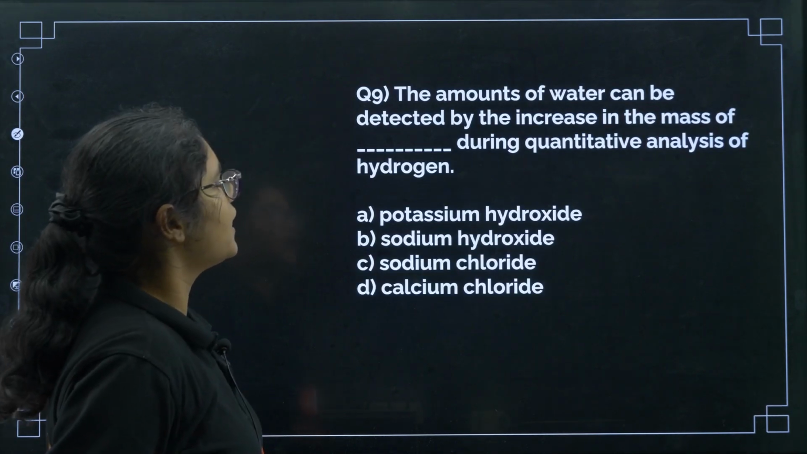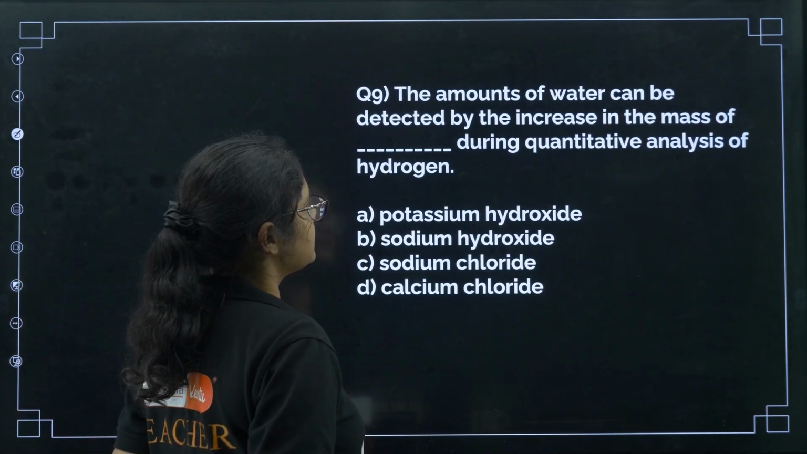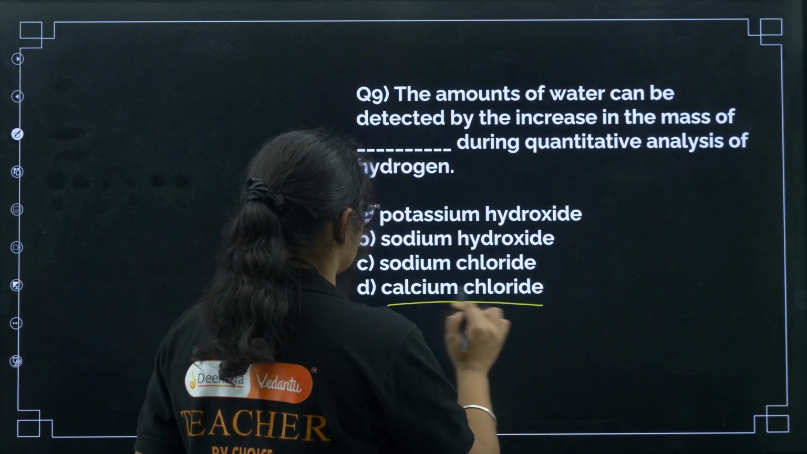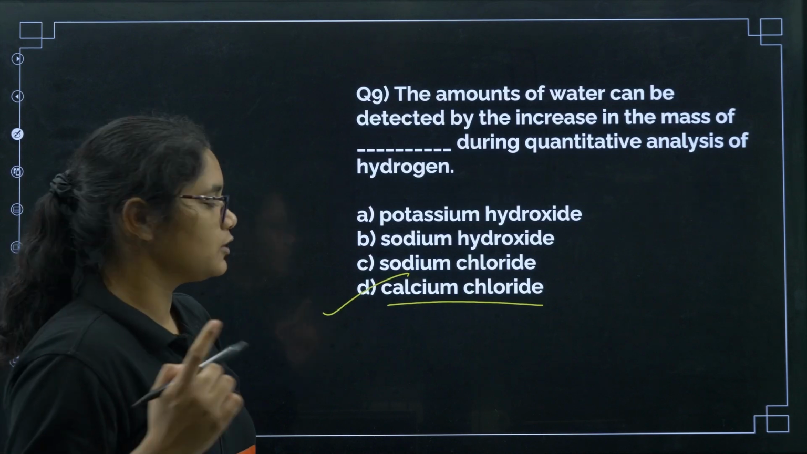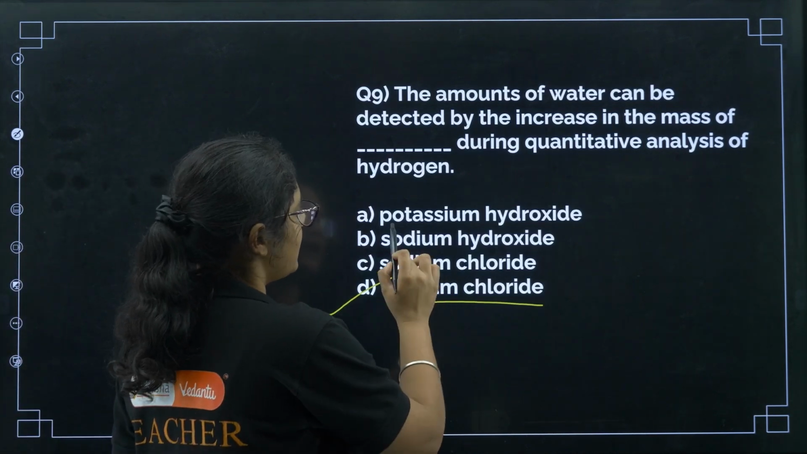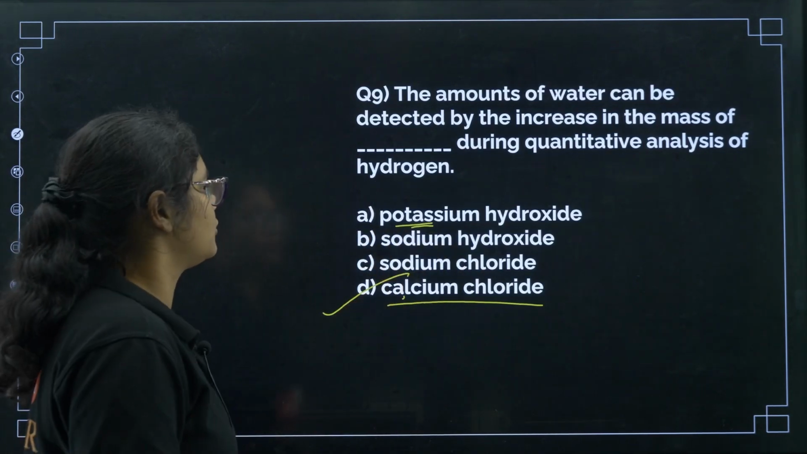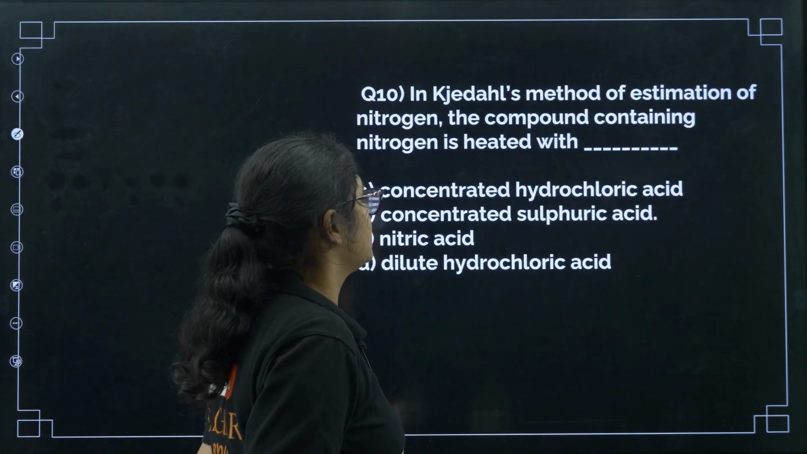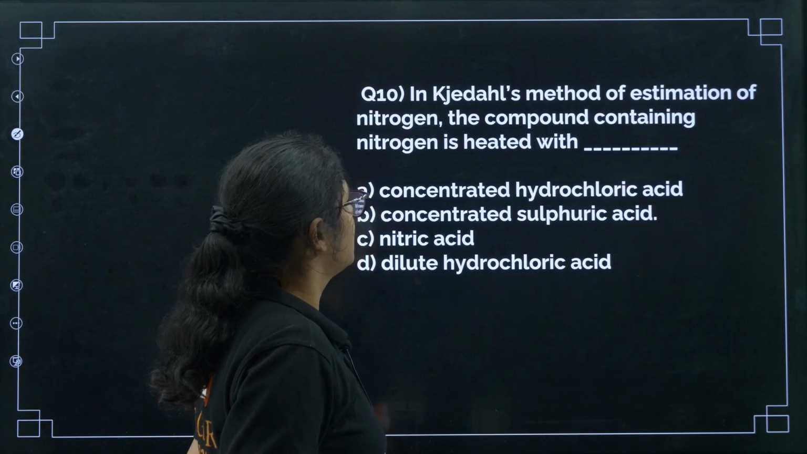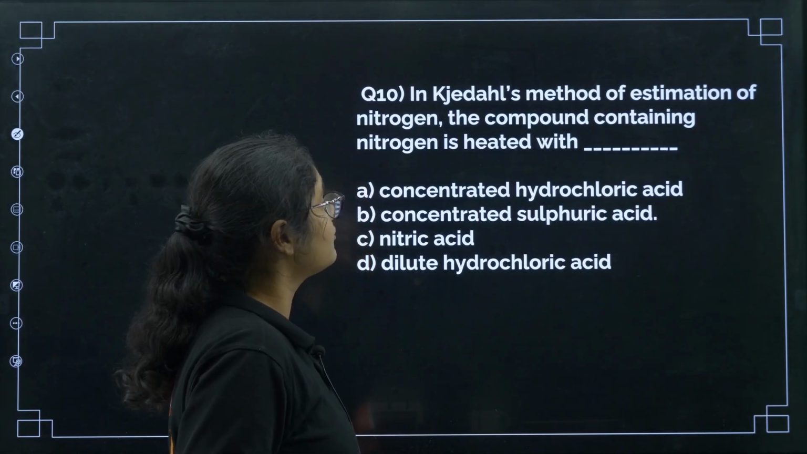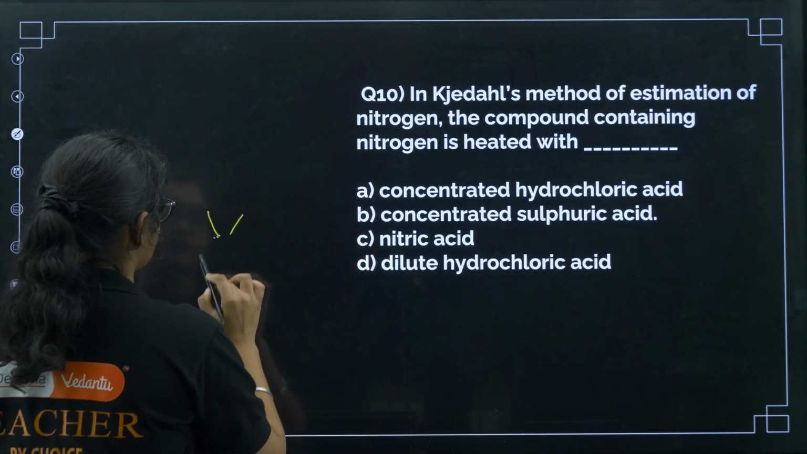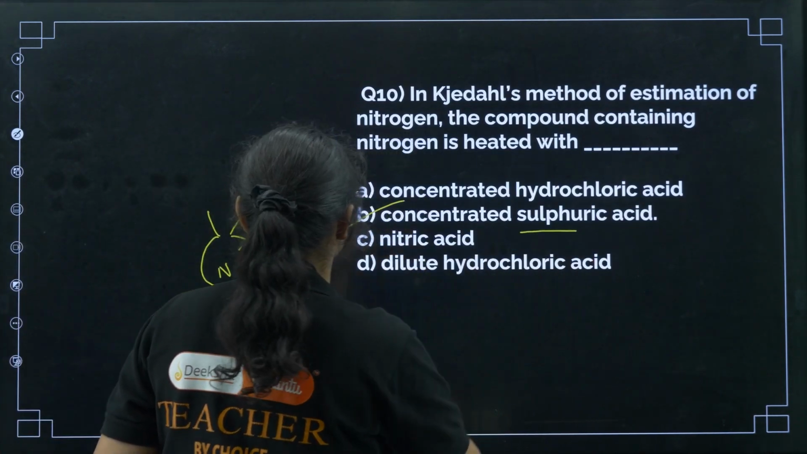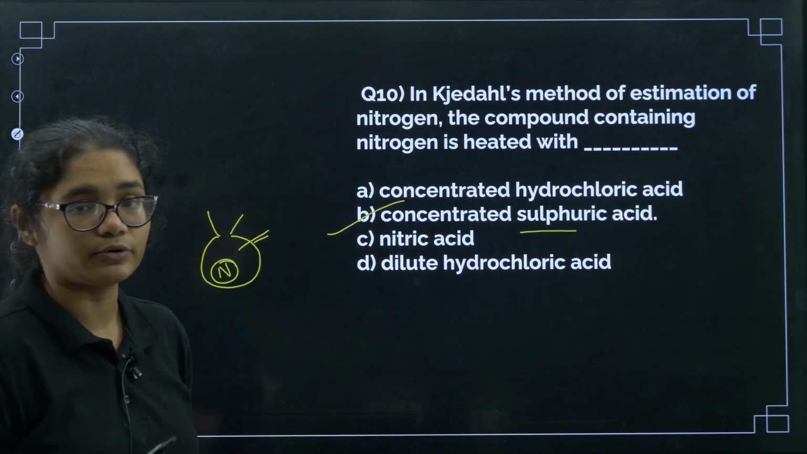Okay, next question. The amount of water can be detected by the increase in the mass of dash during the quantitative analysis, due to the mass of calcium chloride, option number D. Okay, so water will be collected here, and carbon dioxide will be collected on potassium hydroxide. Next, in Kjeldahl method of estimation of nitrogen, the compound containing nitrogen is heated with concentrated sulfuric acid, right? Option number D, so that this nitrogen gets converted to ammonium sulfate.